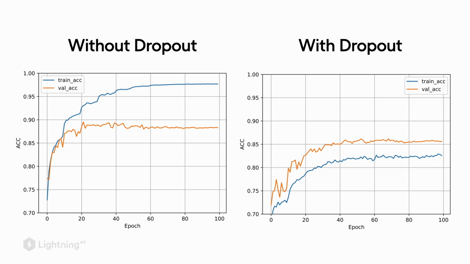So here I ran an experiment where I trained a network without dropout and with dropout. You can see here on the left-hand side that we have a network that has a high degree of overfitting. When I add dropout to it, we can see that the gap between the validation and the training accuracy is much smaller. So using dropout, we are reducing the degree of overfitting.